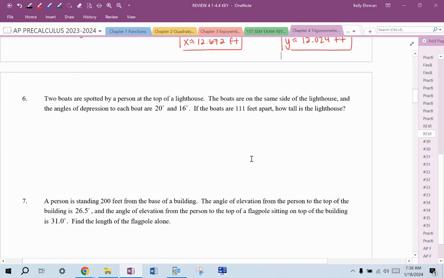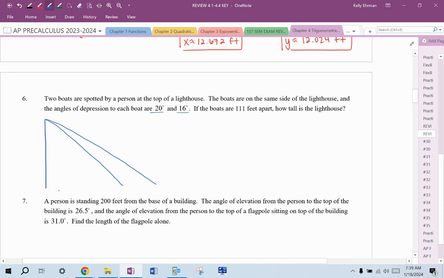Okay, what about this one? We had this a few times on our reviews and quiz for the last quiz. So 2 boats are spotted by a person at the top of a lighthouse. So here's a lighthouse. Someone's at the top. The boats are on the same side of the lighthouse. Angles of depression to each boat are 20 degrees and 16 degrees. So we spot one boat and then we spot another boat.